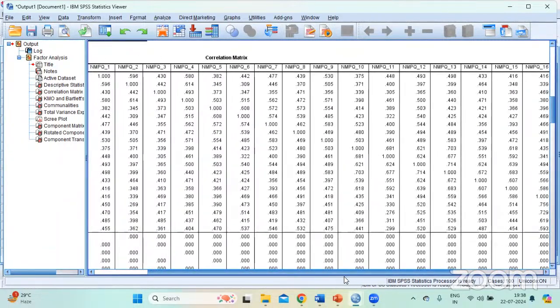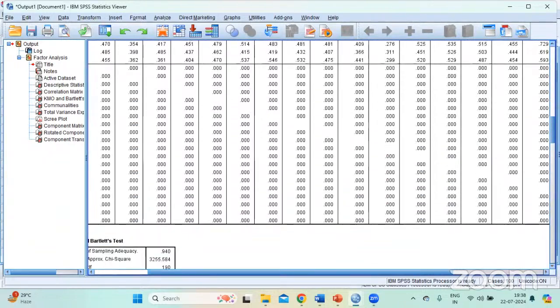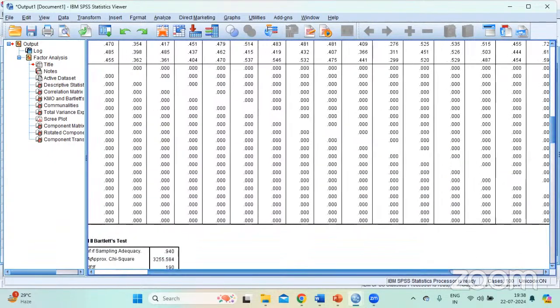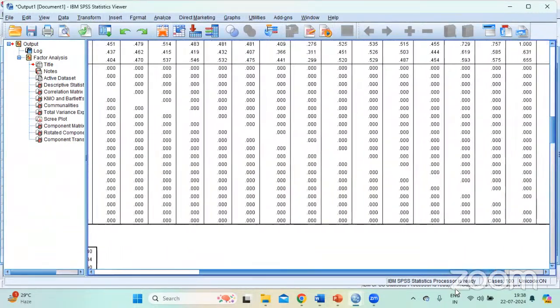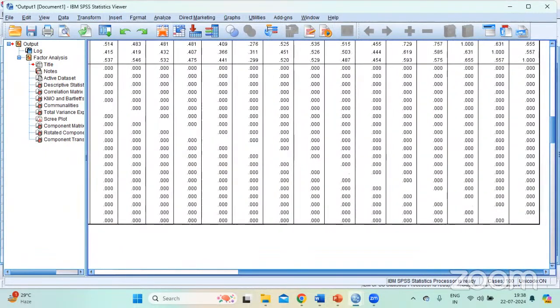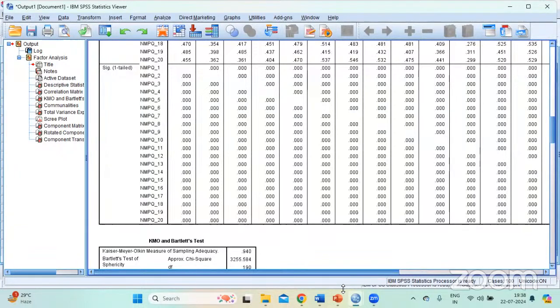I think one or two values are a little less than 0.3, like 0.269. I could find one such value. So mostly the coefficients are very good and very much acceptable, and these are the significance levels, showing that there's a very high correlation among all these variables, and the variables are an intercorrelated set of variables, which means that we are good to go.